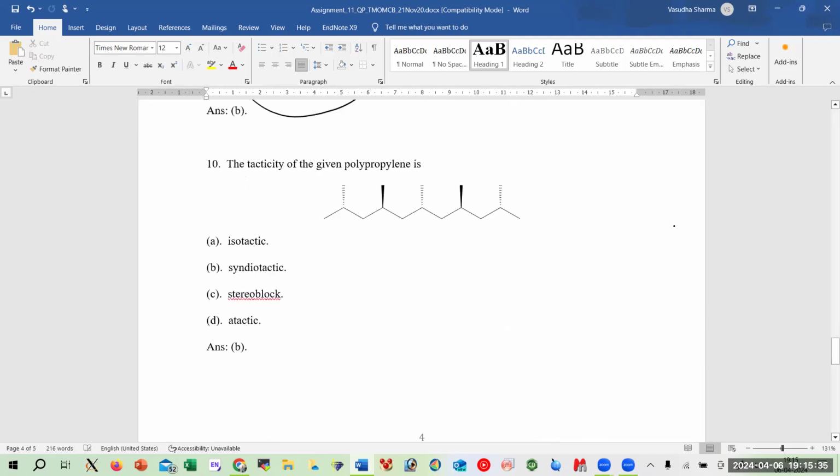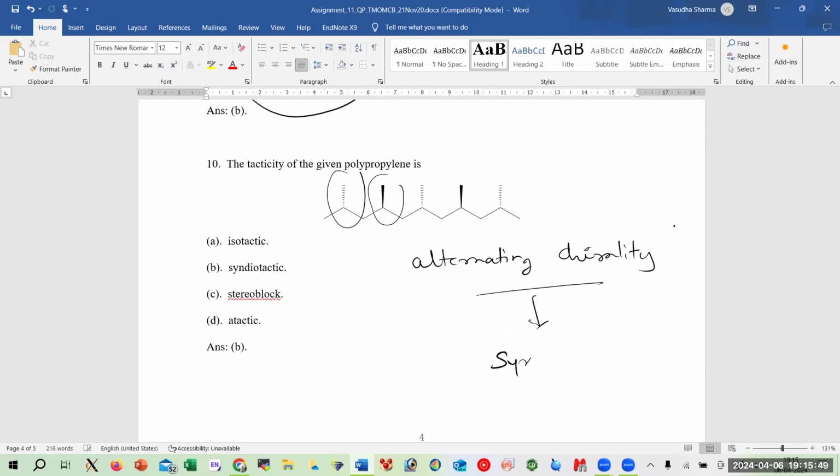And the last question is the tacticity of the given polymer. Since one is below, one is down, it's an alternating chirality. And alternating chirality is nothing but your syndiotactic. So option D is the right one.